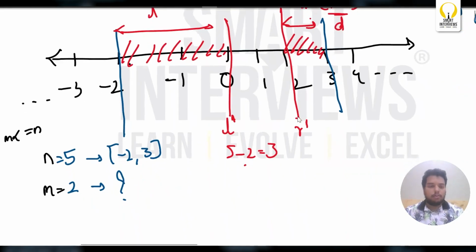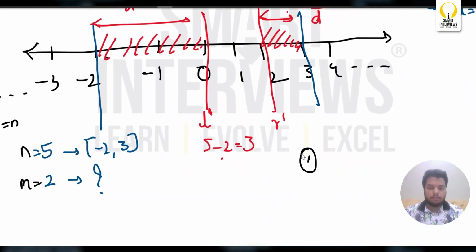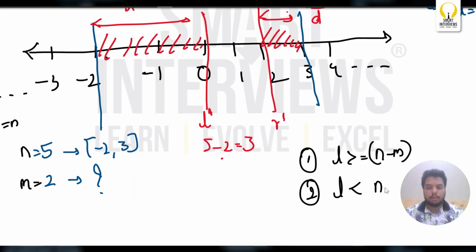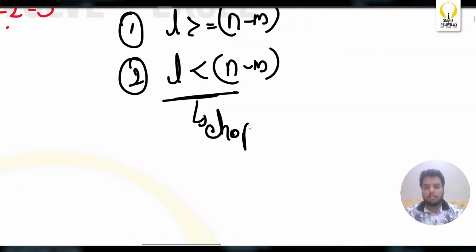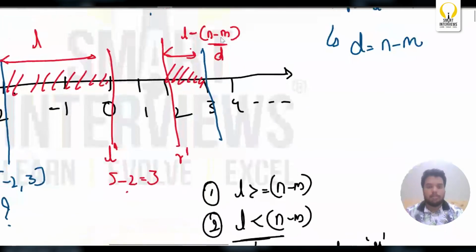So yes, there are two conditions ideally. If my L is greater than or equal to N minus M, I can directly chop it from the left. Or else, if I have the condition L less than N minus M, what I will do is chop the extra part from R, chop the additional thing from R, which is nothing but our right side, which I can do in this way.